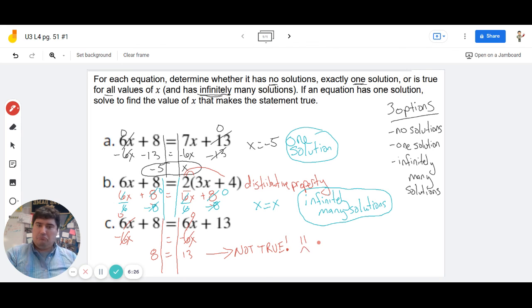So that means if we get a statement that is not true, there are no solutions. There are, in fact, no solutions to this one because we took away 6x from both sides. We're left with an untrue statement, 8 equals 13. So therefore, no solutions.